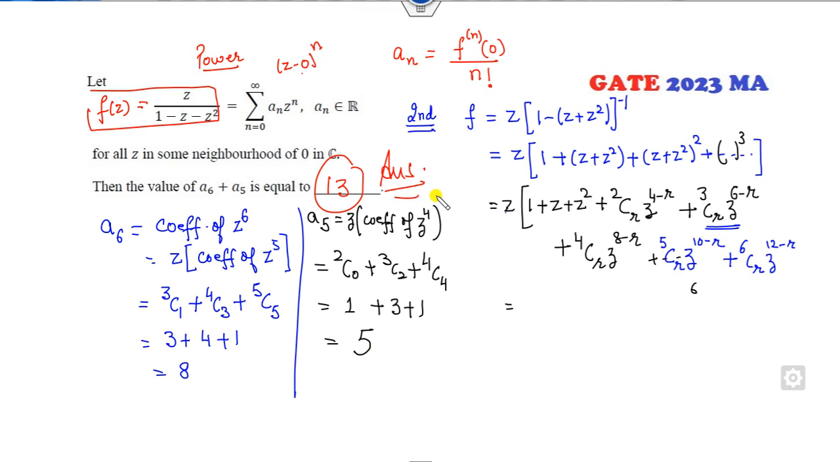So this is the way you can solve. You can see that we started from the 1996 paper question and ended at 2023. And this is the way you can solve residue and complex integration problems in a very simple manner.